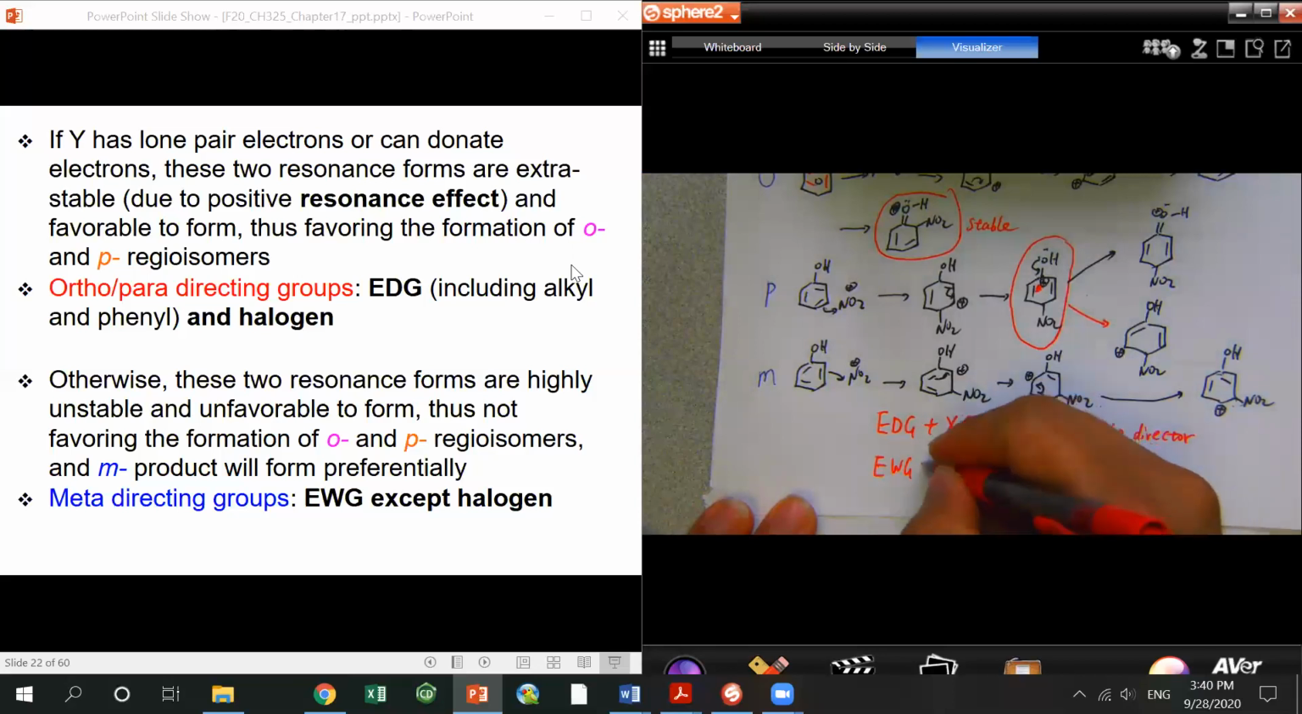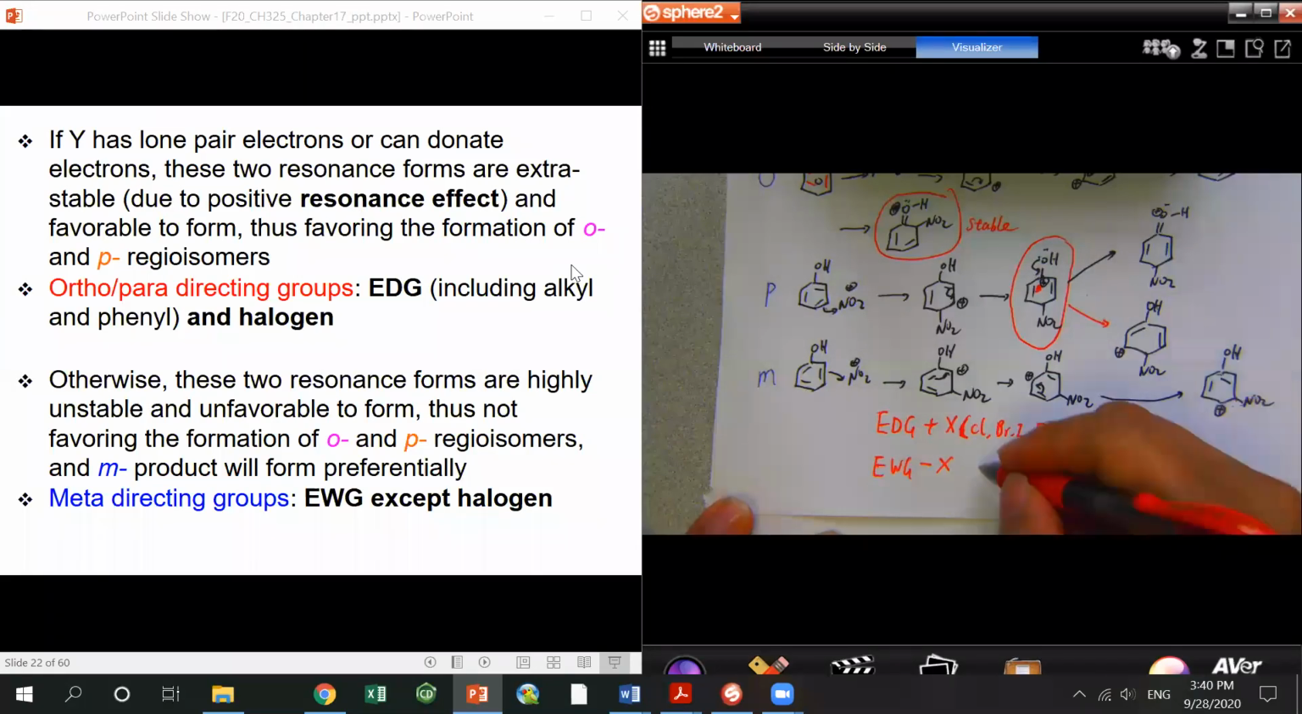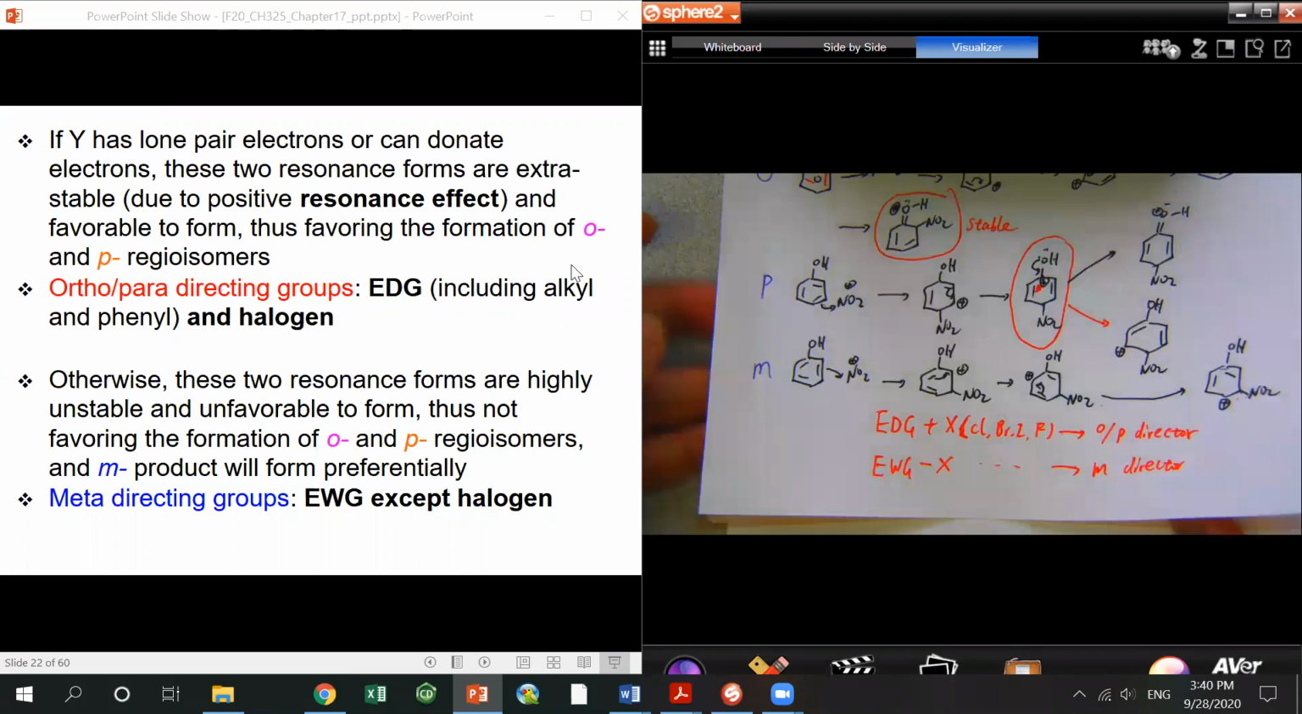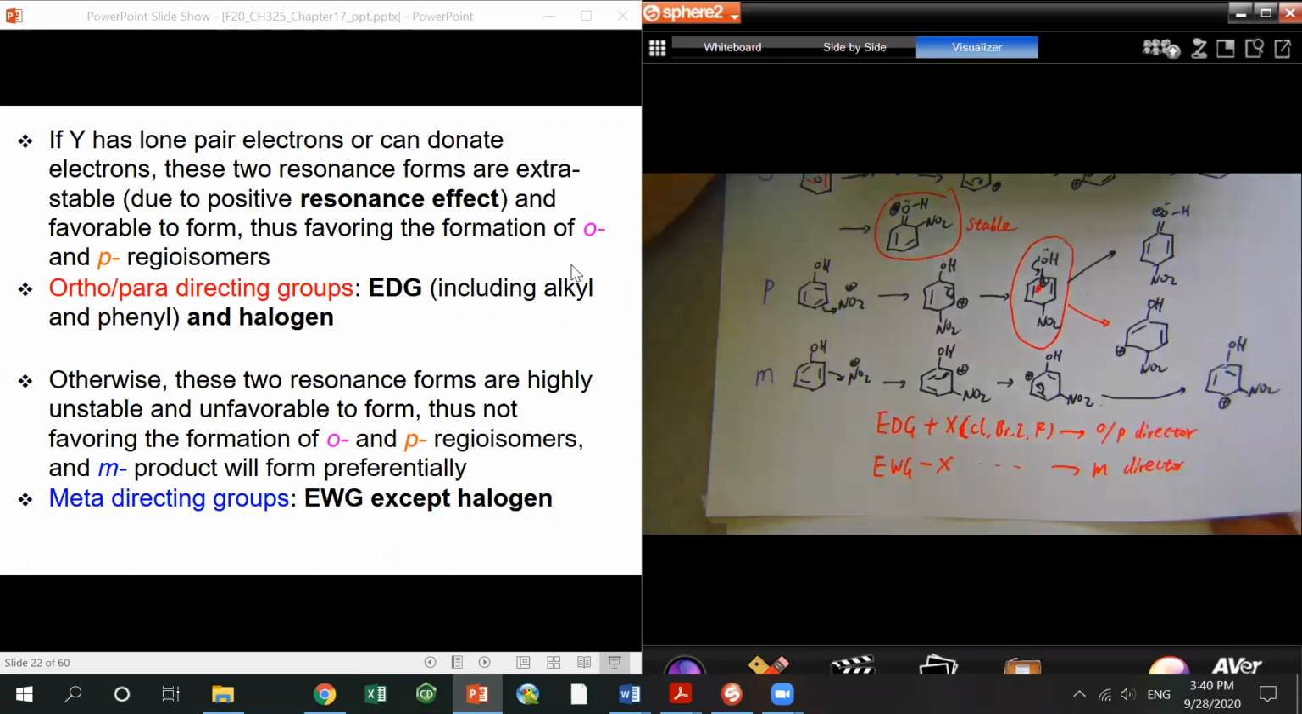And then, remove all the halogens here. Those will be meta directors. So that's something to keep in mind, and I'll explain further. Now, why the electron withdrawing group, also called the deactivating group?